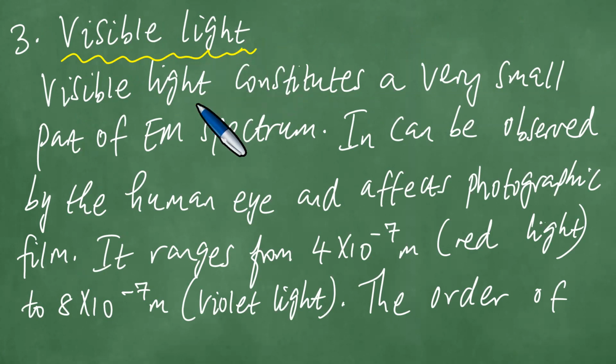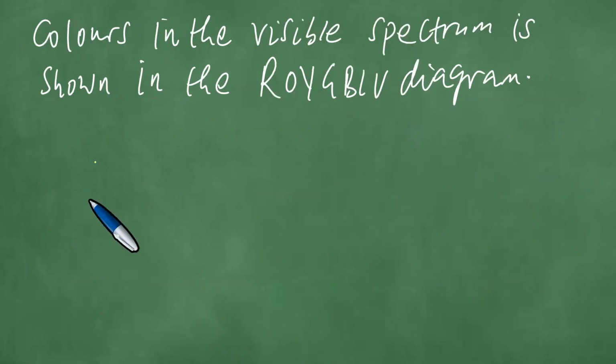Visible light constitutes a very small part of the EM spectrum. We note that the visible light is just a small portion of the electromagnetic spectrum. It can be observed by the human eye and affects photographic film. So we are able to see the visible spectrum, or what we call visible light. It ranges from 4 times 10 to the minus 7 meters for the red light to the violet. Obviously, we saw this in the ROYGBIV diagram. The order of the colors in the visible spectrum is shown in the ROYGBIV diagram above.